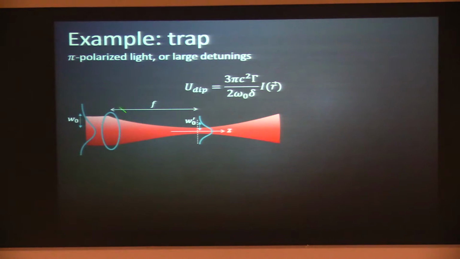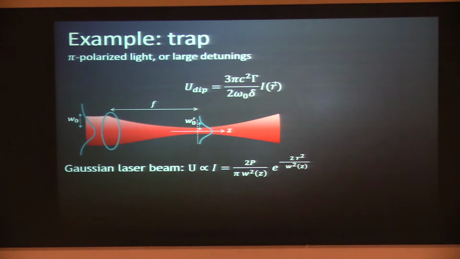We send it through a lens that has a focal length. It focuses it to a Gaussian spot, all right, with a smaller waist, W naught prime. And the beam is propagating along the z-axis. This is how you focus a Gaussian laser beam. And this is a definition of the waist and what the intensity profile looks like. Because the intensity profile near this waist is Gaussian, it means you'll form a Gaussian potential for the atoms.